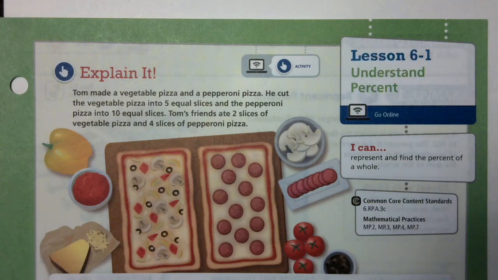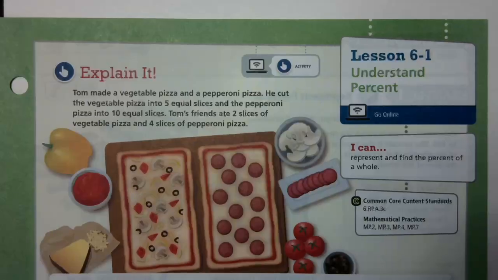All right, students, today we're going to look at section 6.1, which starts topic 6 on percentages. Hopefully this is going to be a very easy topic for you all. You've learned all about equivalent fractions, and we're going to work ourselves right into percents by using what we know about equivalent fractions. All right, Tom made a vegetable pizza and a pepperoni pizza.